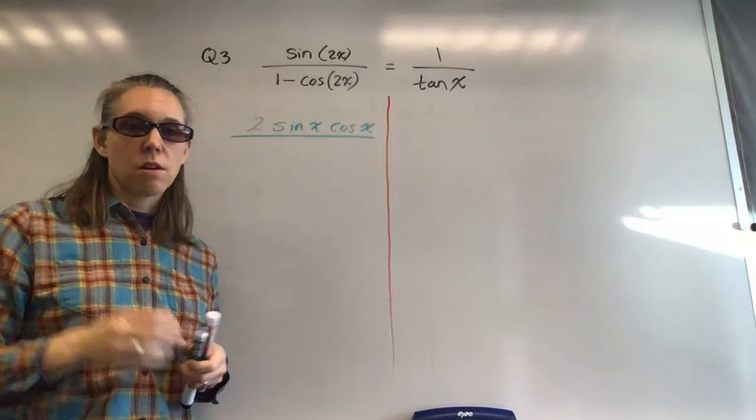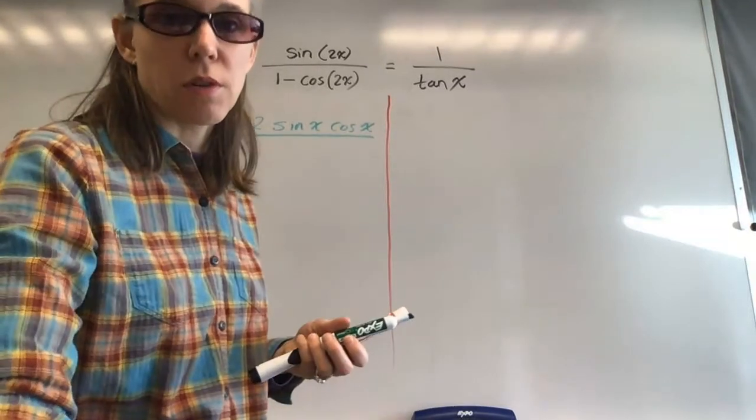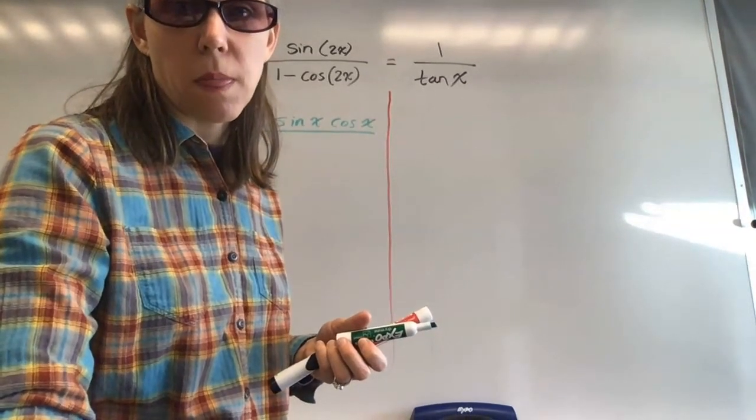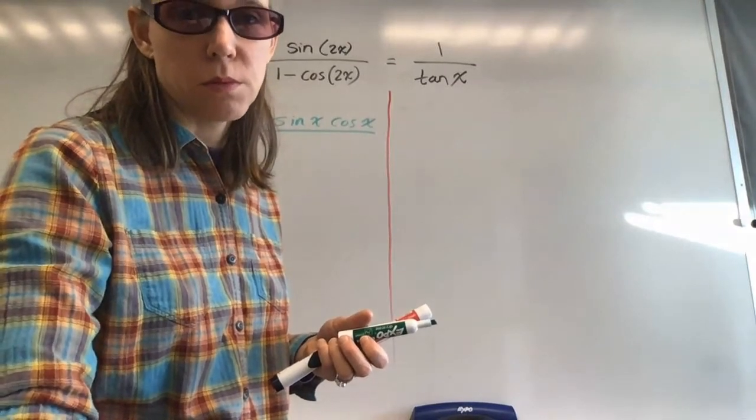And if you think about cosine of 2x, let's just flip over to cosine of 2x. Oops, here we go.